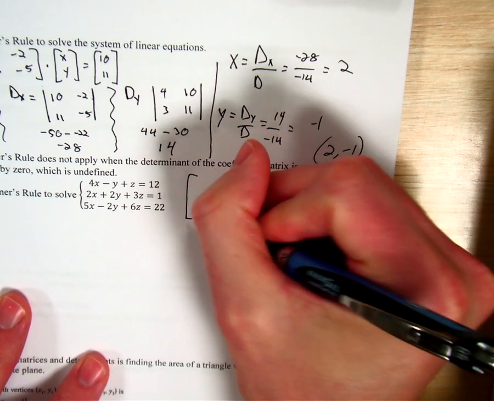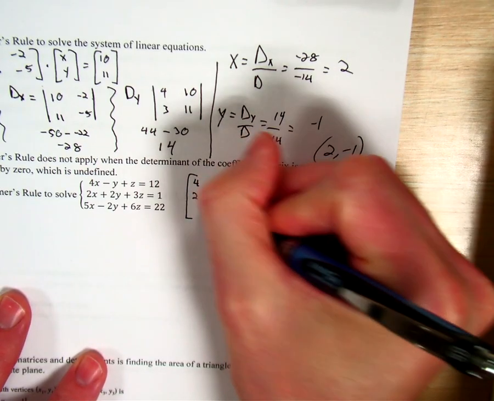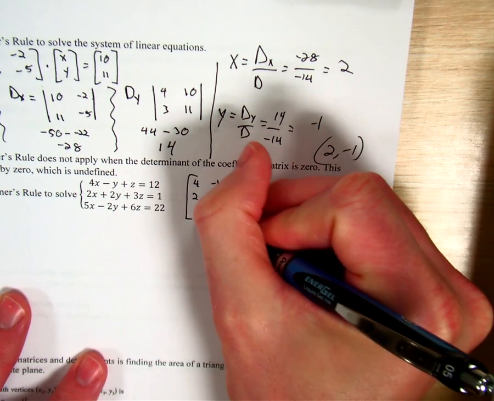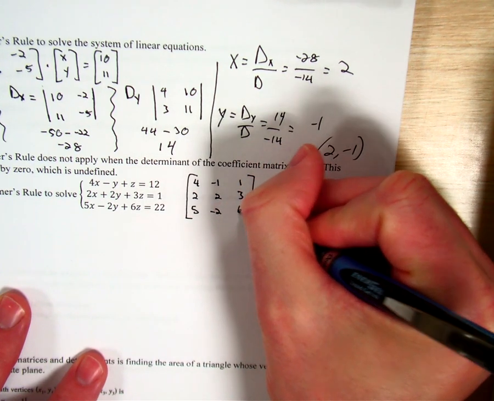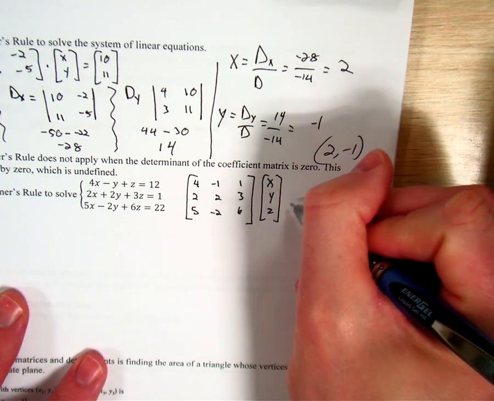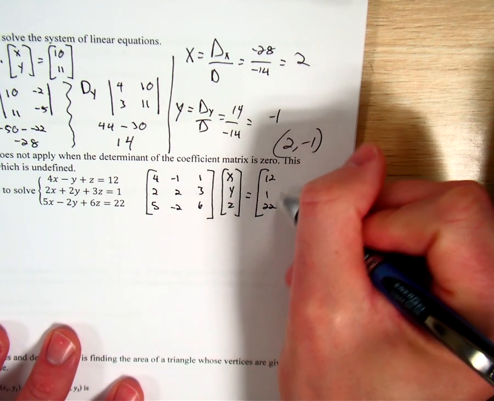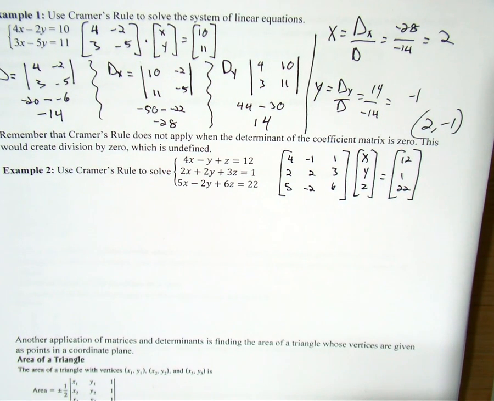Alright. So for the 3x3, we've got 4, negative 1, 1, 2, 2, 3, 5, negative 2, 6. There's your x, y, z equals 12, 1, 22. Mr. Handke, can't we do the A inverse times B stuff from before? You could. You can do that to check it. But the point of this one is to use Cramer's rule. So we're going to do that.